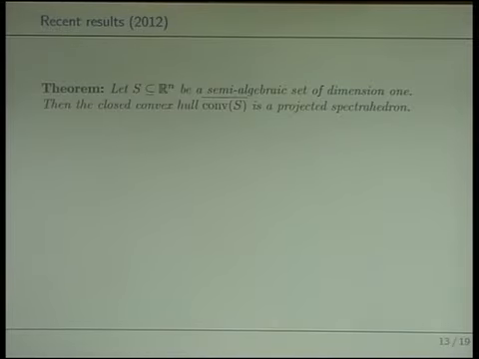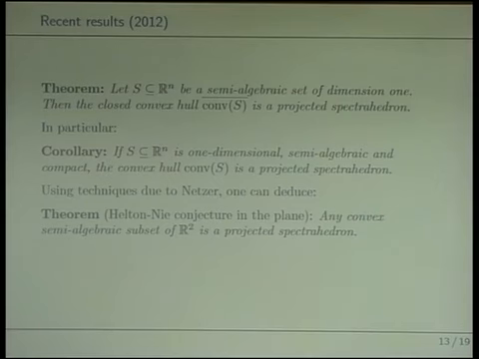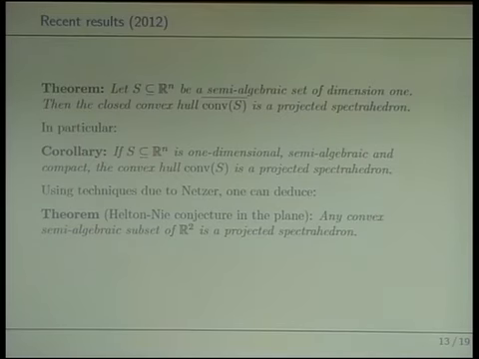So here are a few recent results. The results are on convex hulls of one-dimensional sets. They are all only about this case. The first result says if you take any semi-algebraic set in some R^n of dimension 1 and take the closed convex hull, this is always an SDP set, it always has a projected spectrahedron. So in particular, if the set S that you started with is compact, then the closed convex hull is the convex hull, by Carathéodory, and you see that the convex hull is a projected spectrahedron.